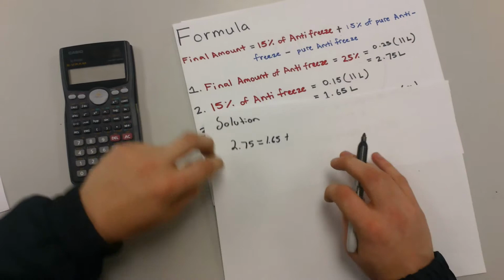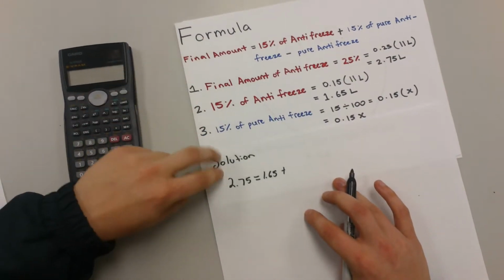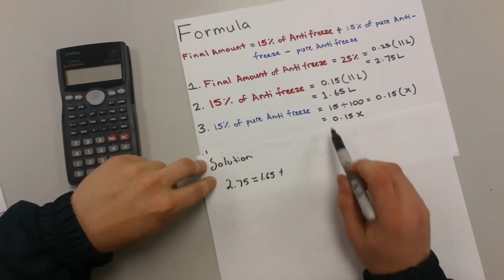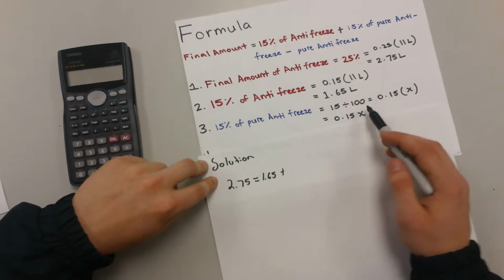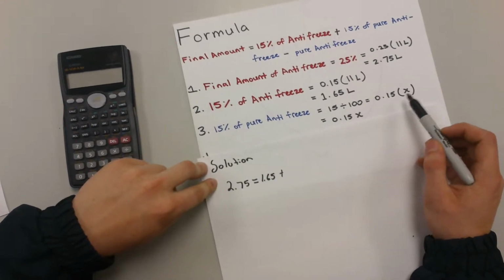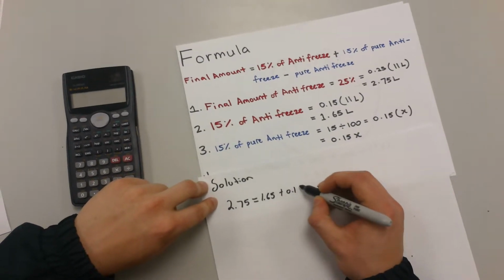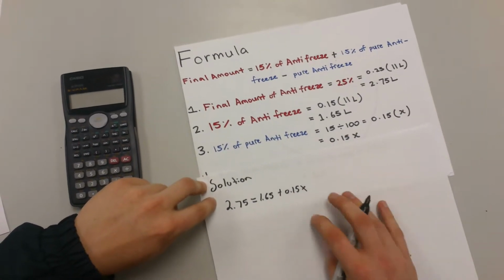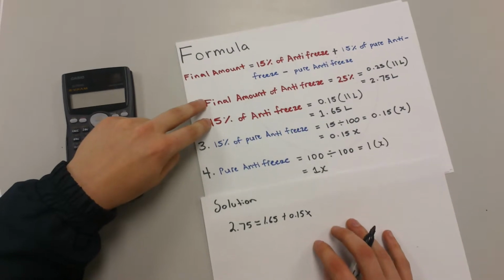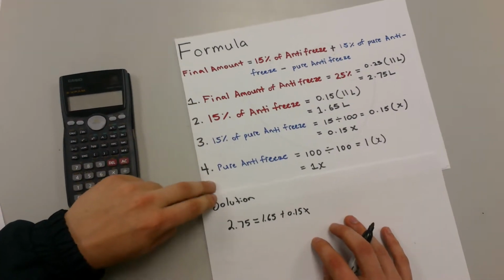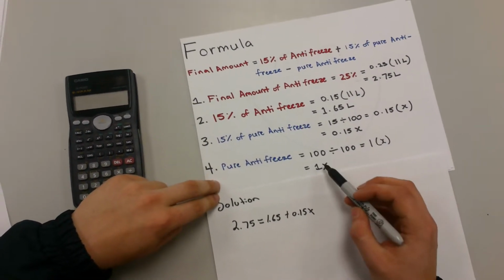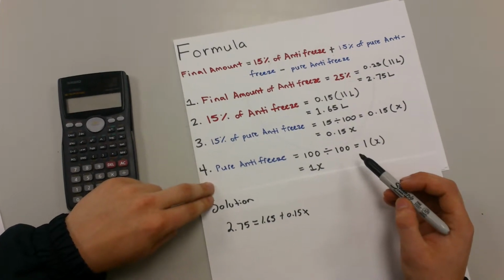Plus 15% of pure antifreeze. This equals 15 divided by 100, which equals 0.15 times X, pure antifreeze. Fourth step is finding pure antifreeze. This equals 100 divided by 100, which equals 1X.